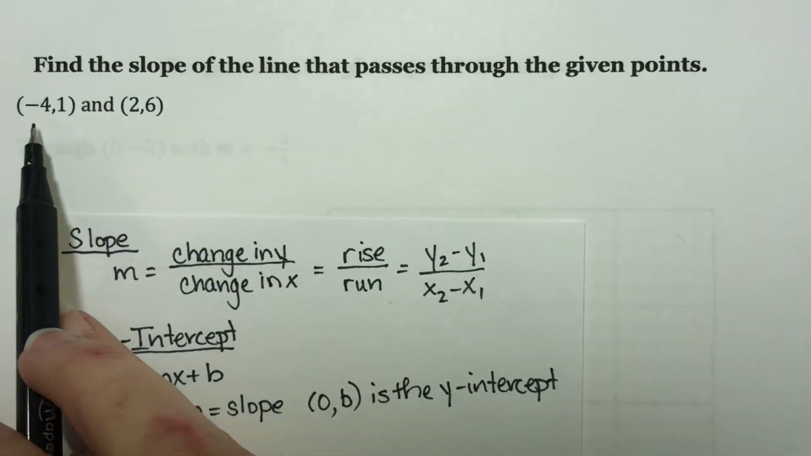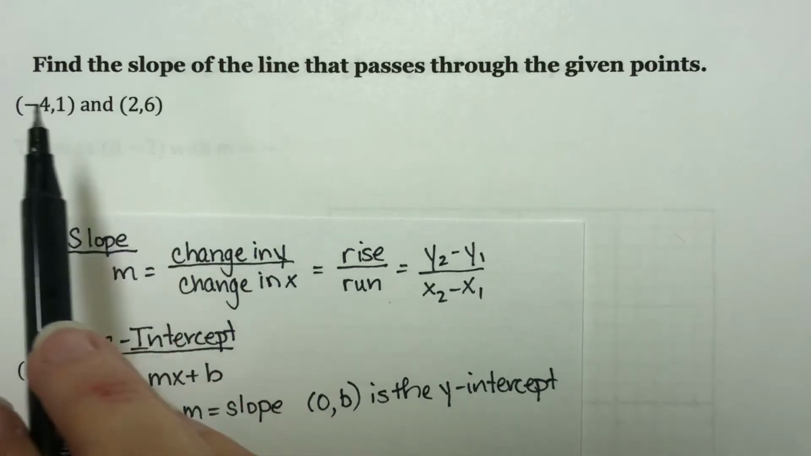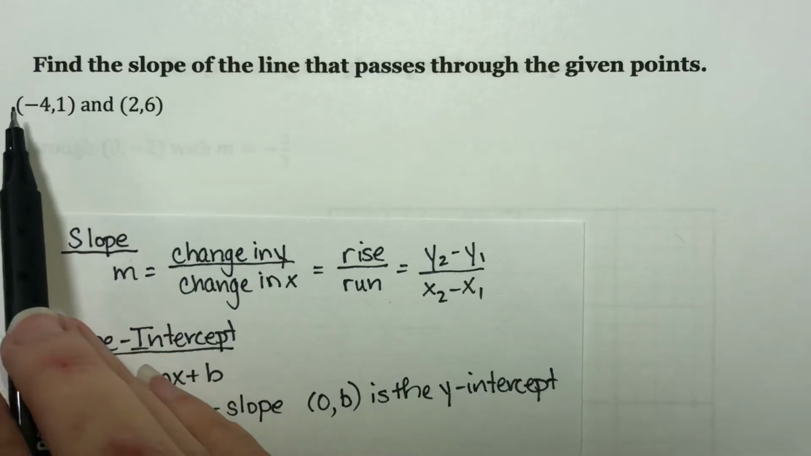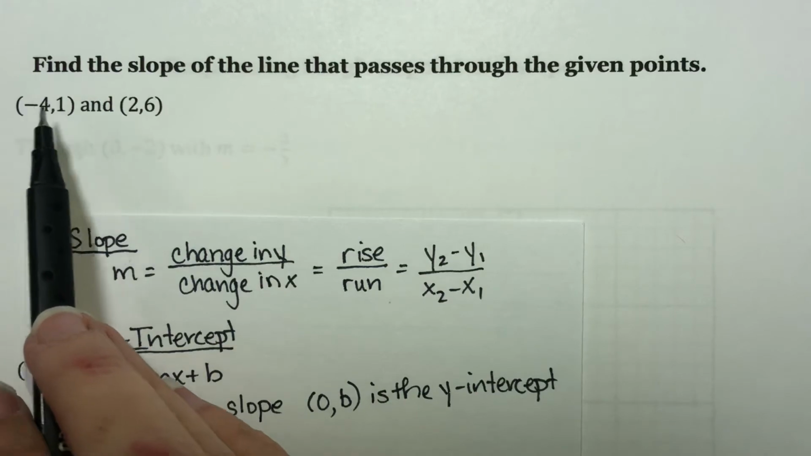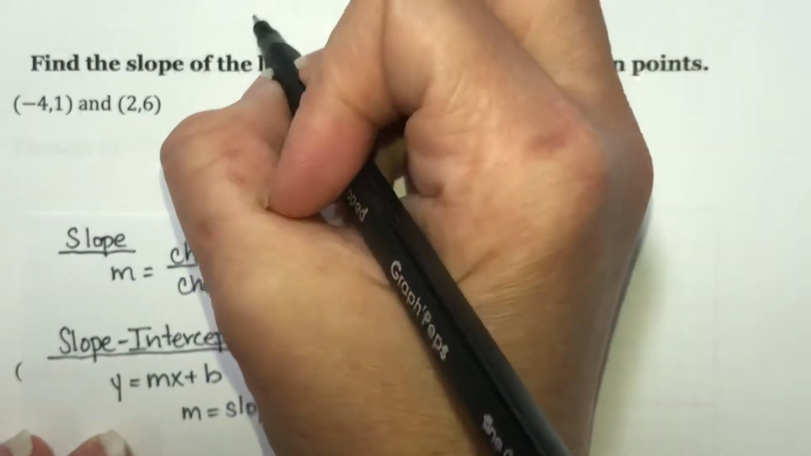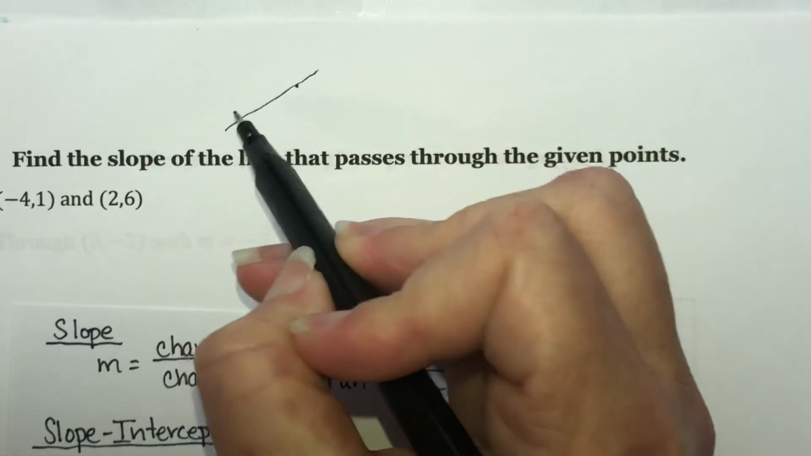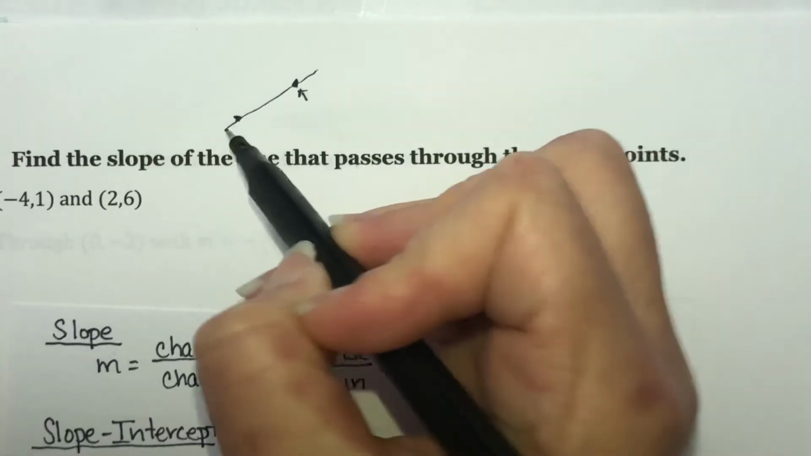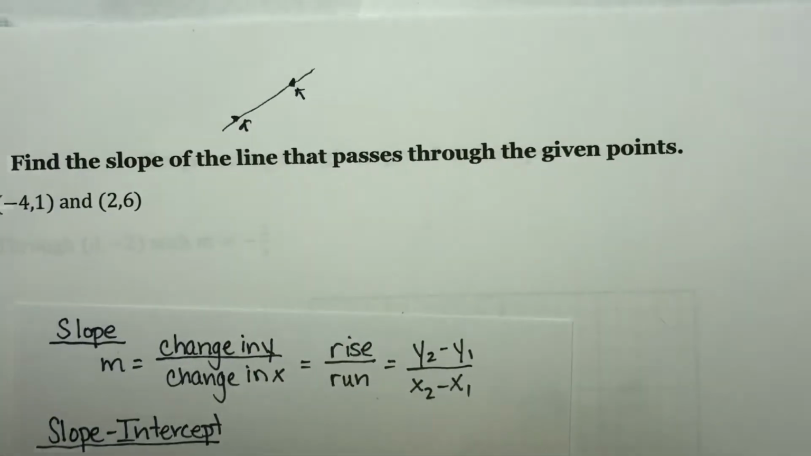It does not matter which of these you call x1, y1, or which one you call x2, y2, just so long as your 1's go together and your 2's go together. And if you think about it, if I plot 2 points and I draw a line through them, I've plotted this one and then this one. Does it matter if I plot this one and then this one? No, I'm still going to have the same line. So it really does not matter which point you call which.